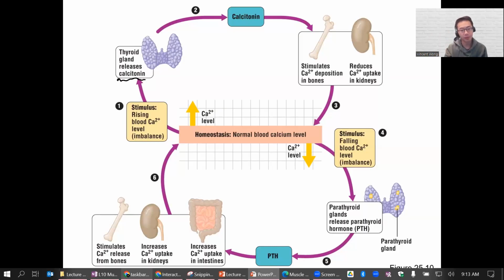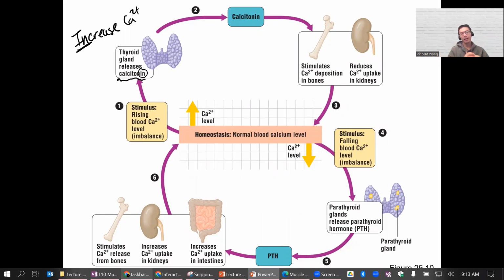Now, people get confused all the time as to how do you remember this? There's also the other one, PTH, right? So calcitonin, there is an IN at the end. So when there is an increase in calcium, you will release calcitonin. Okay, IN. Increased calcium releases calcitonin from the thyroid gland. Right? So what are we going to do with all this extra calcium in the blood?